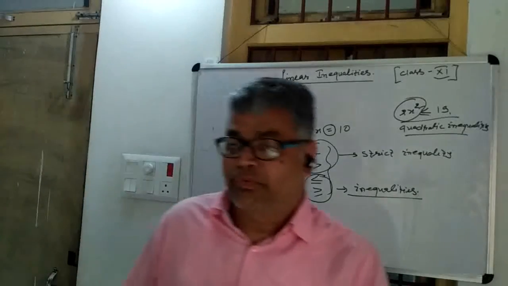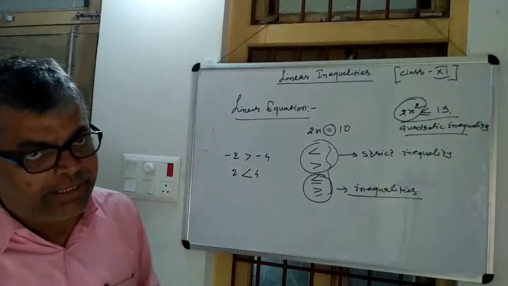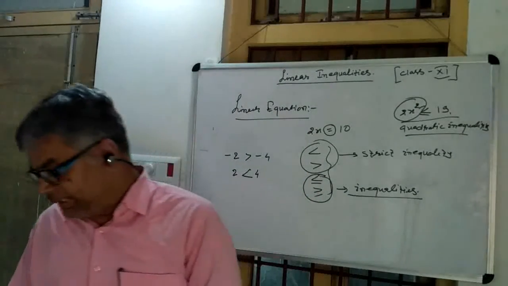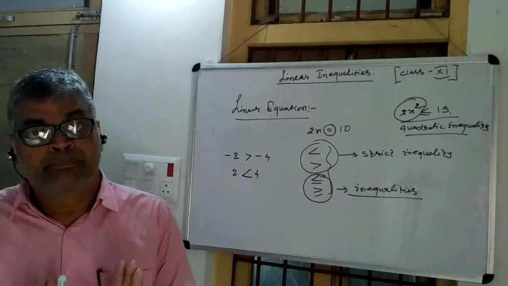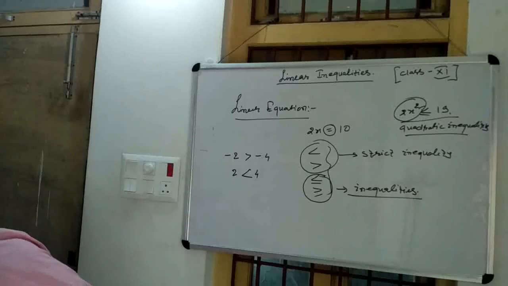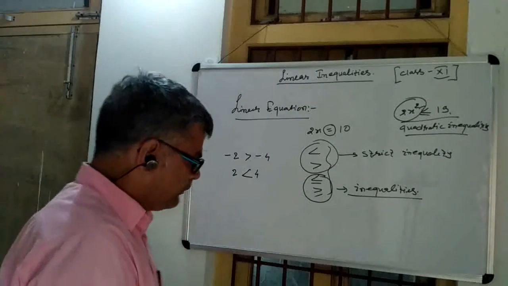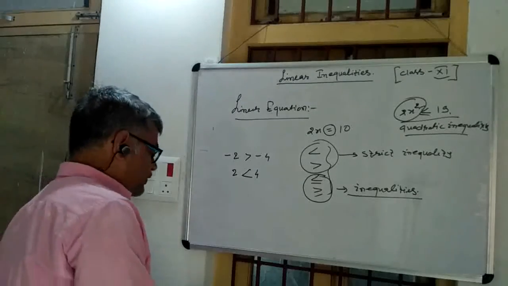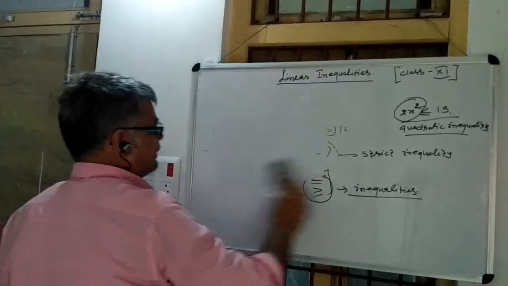Mainly you have to keep this in mind, that when you multiply or divide by a negative number on both sides, the inequality must be reversed, and the remaining method is the same as you used to solve the previous questions of linear equations. So now let's start.